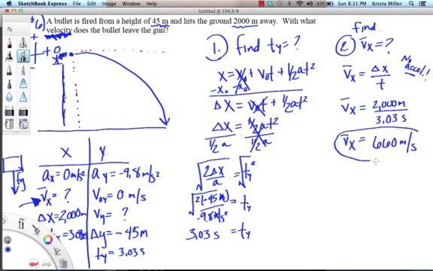Now I'm going to go ahead and leave it like this. If we were doing sig figs based on the particular problem we're given, it would actually end up rounding up to 700 meters per second. But in this case, that's your answer.